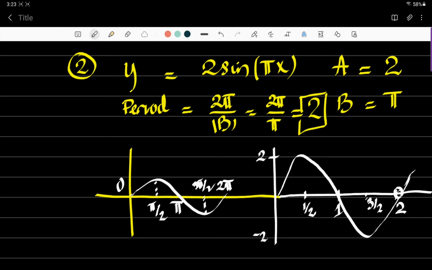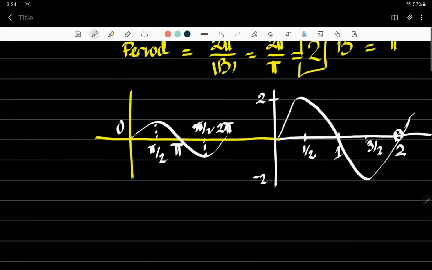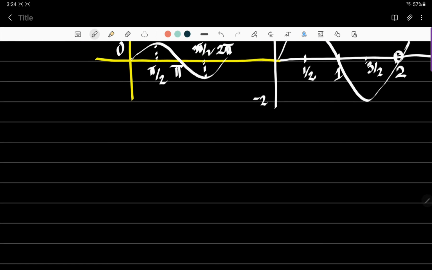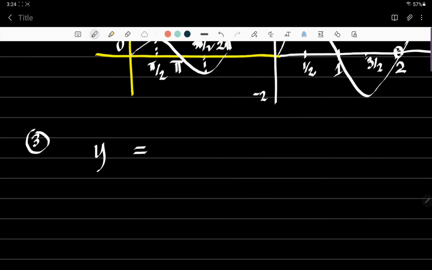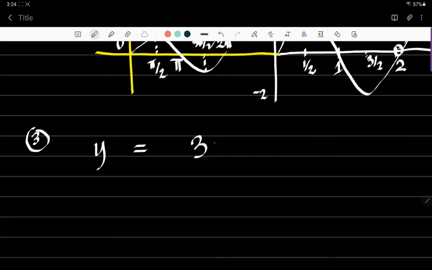Okay, next example 2. Let's do one more example. Alright, so let's do this. We'll draw number 3. Okay, so number 3, I have y equals 3 sine pi over 3 x plus 2.